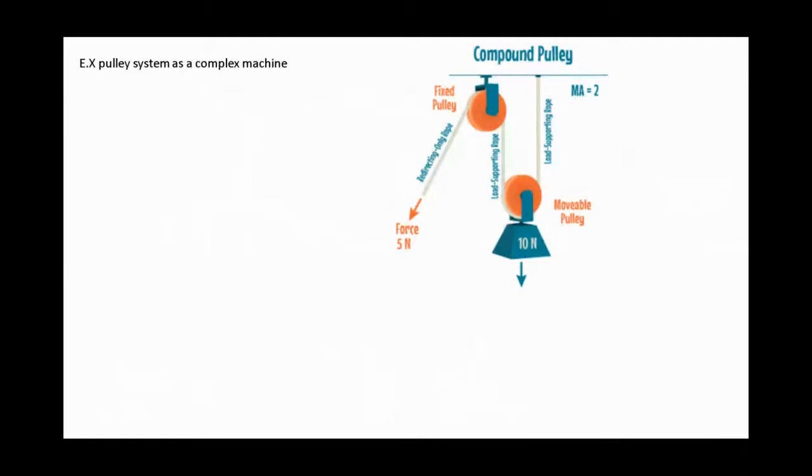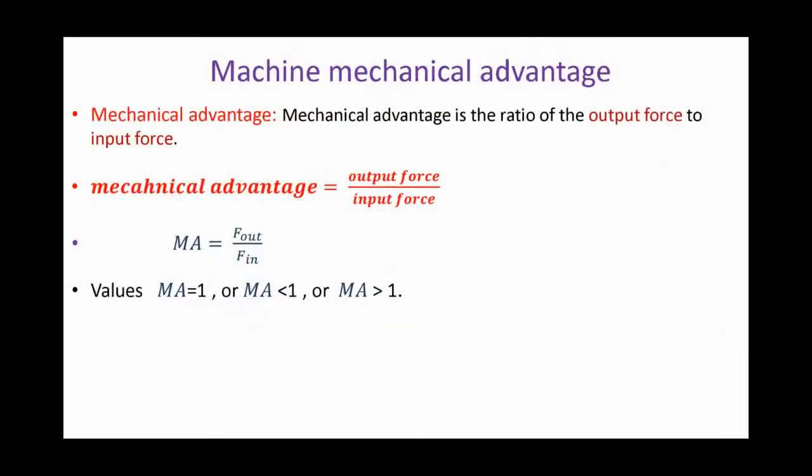The last part is the mechanical advantage. Mechanical advantage is the relation, or the ratio, between the output force, not work, output force and input force. It's the output force divided by input force.